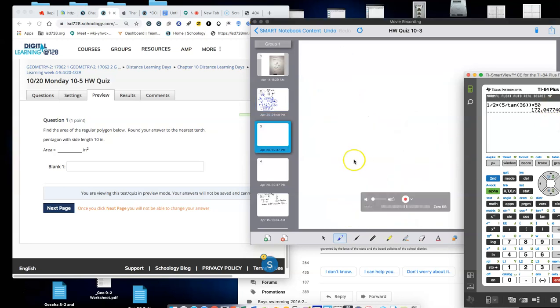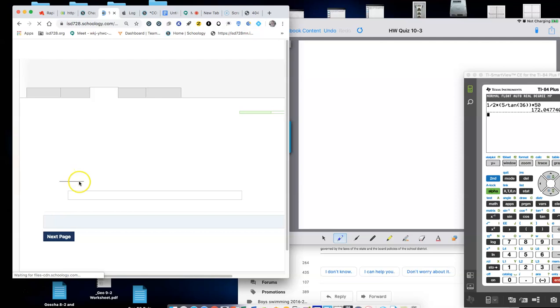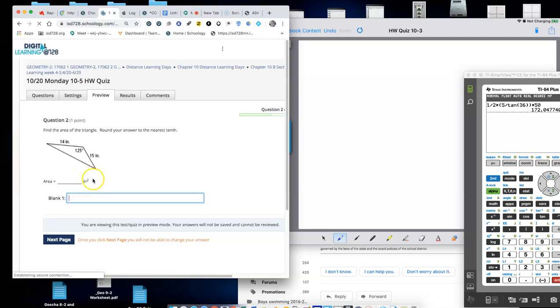Our second one is the one people have been frustrated with. So we got 172.0, and we move on to our next page. Our next one is a triangle, and there is a formula for that. The area of a triangle is 1/2 AB sine of C, or 1/2 AC sine of B. Actually, this one is probably AC sine of B, which is what you guys saw.